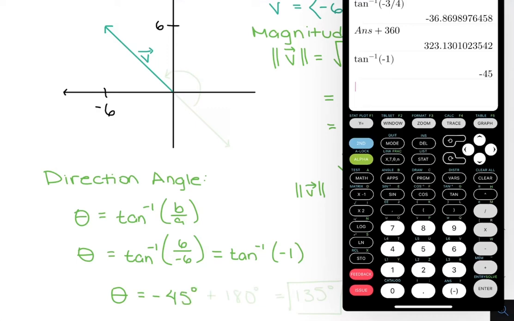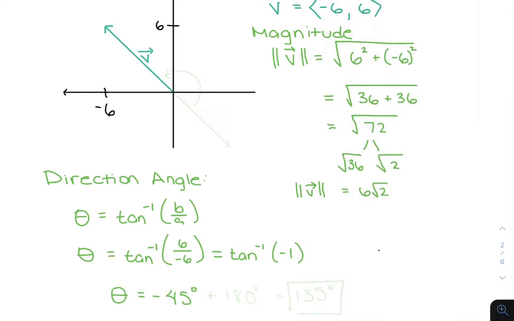degrees. If we plot negative 45 degrees on our axis, we actually get an angle in the fourth quadrant, but our angle is currently in the second quadrant. So in order to get our angle in the second quadrant, we have to add 180 degrees. That way it is in the correct place that we need it to be. So if we add negative 45 to 180, we get 135 degrees. So this is our direction angle.